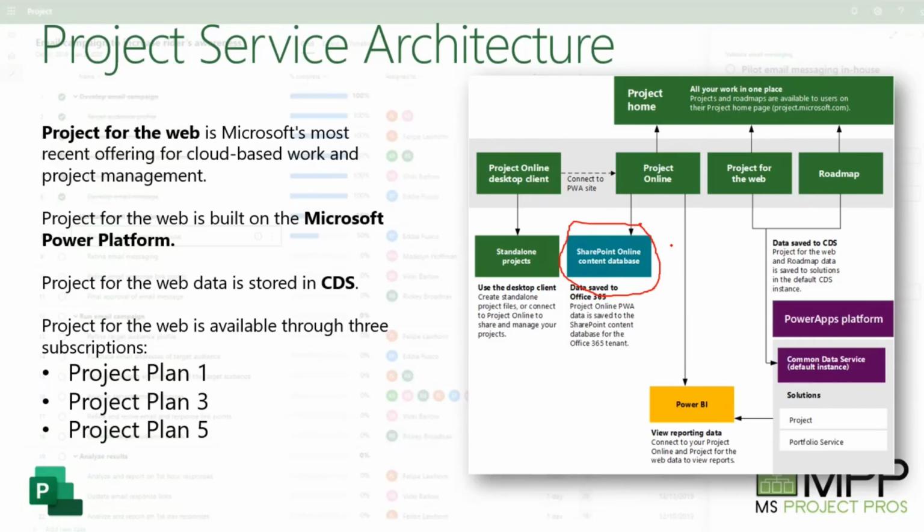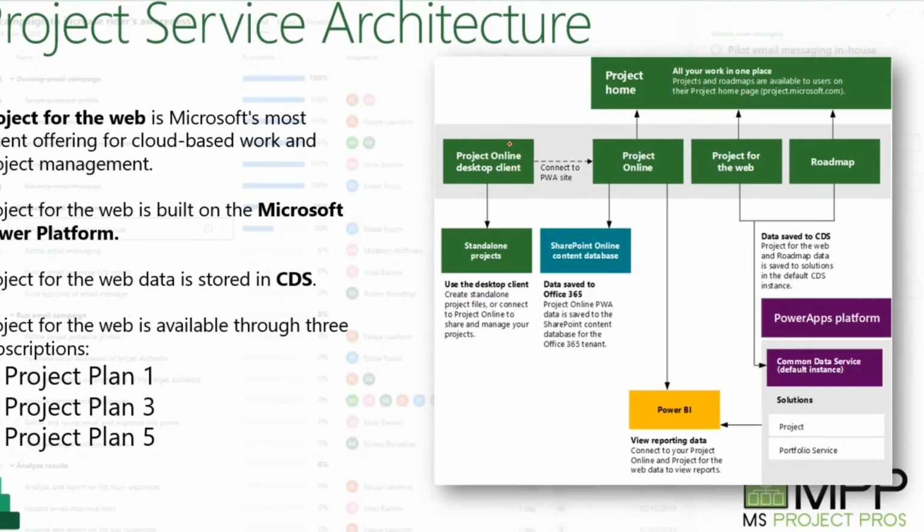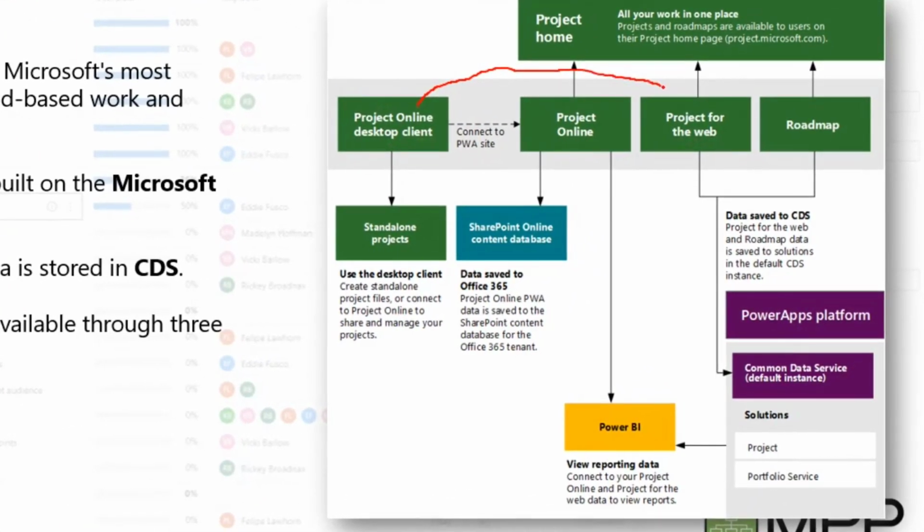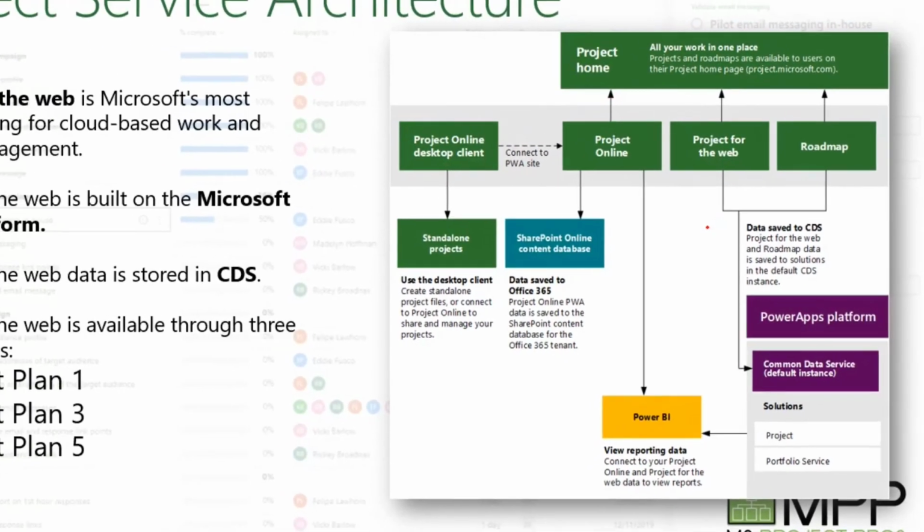Okay. Then when we look at Project for the Web, the expectation is we're managing the projects directly in the browser, right in the browser as we work with them. That's different than the Project Online desktop. So one of the things that you're not seeing here, which is very important, is that you're not seeing a Project Online desktop client connection to Project for the Web. So you're not managing your Project for the Web projects with Microsoft Project on the desktop.